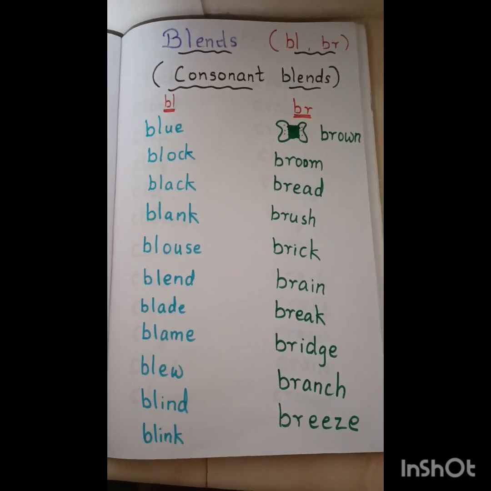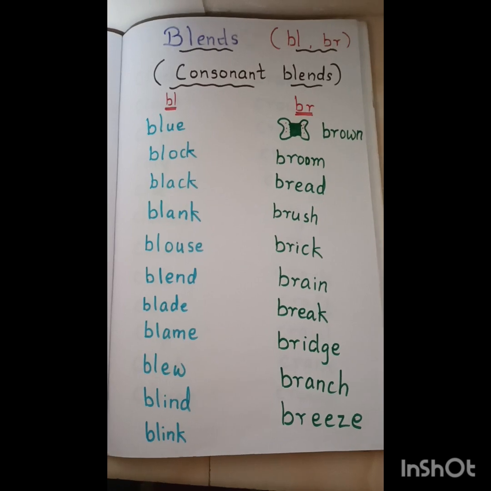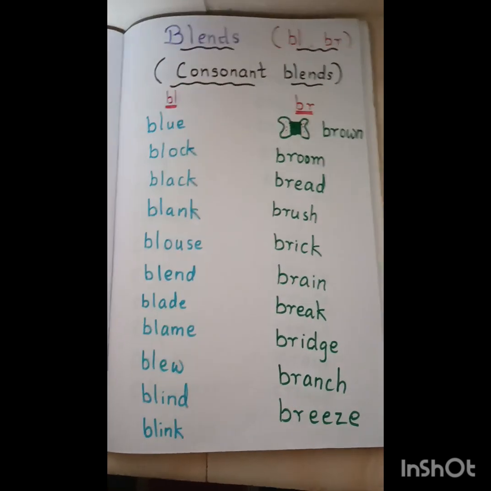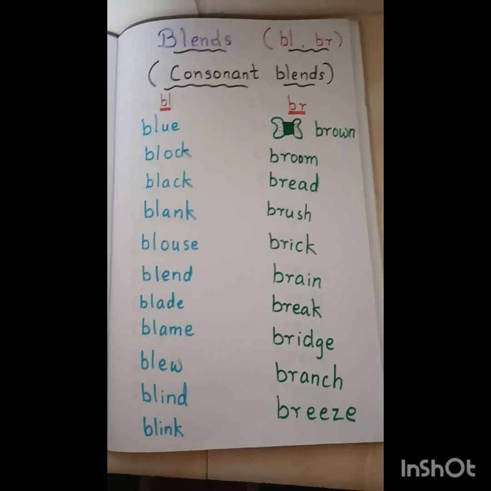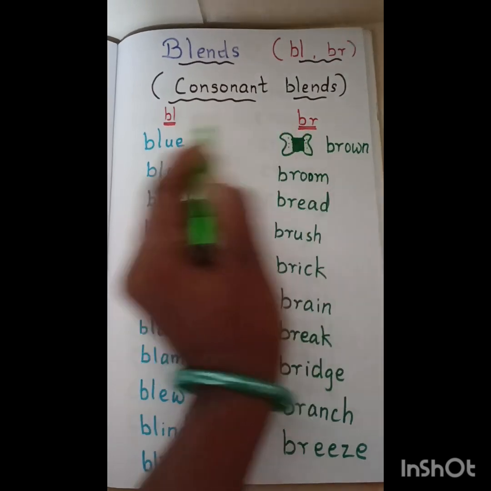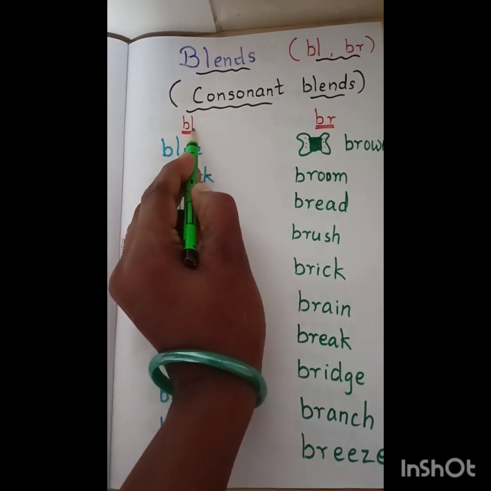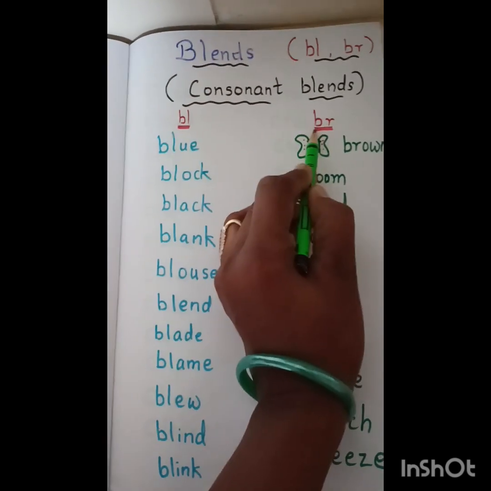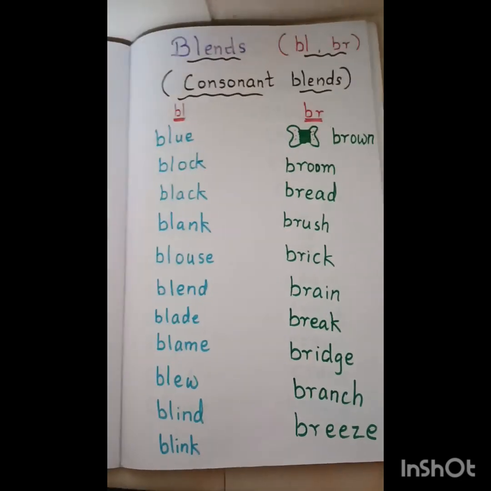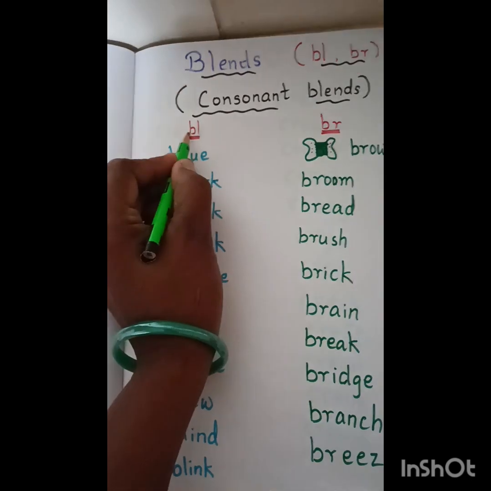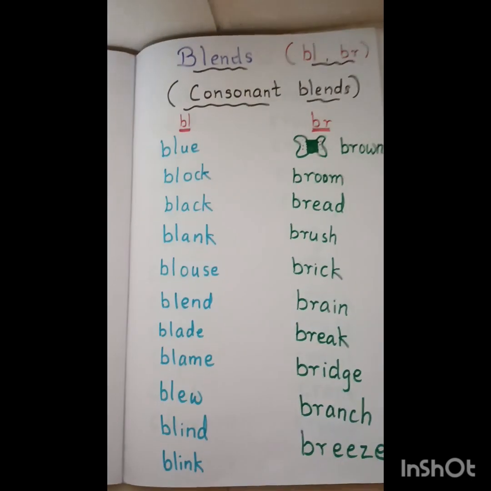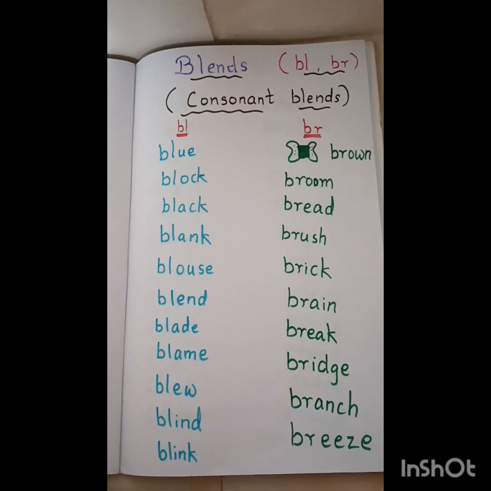So let us do some blends today, consonant blends. So what are consonant blends? Consonant blends are the combination of two or more consonants. Here we are doing only two consonants, B and L, both are consonants, and B and R, these are also consonants. We can hear the sound of two letters, like B, B, and L, L. We can hear the sound of two consonants.